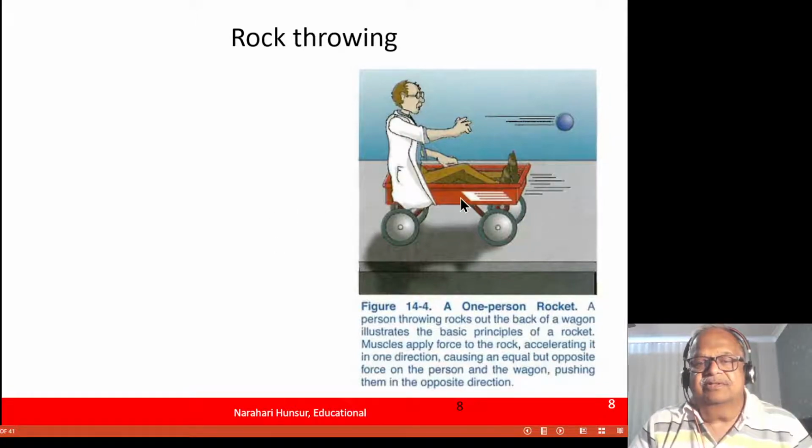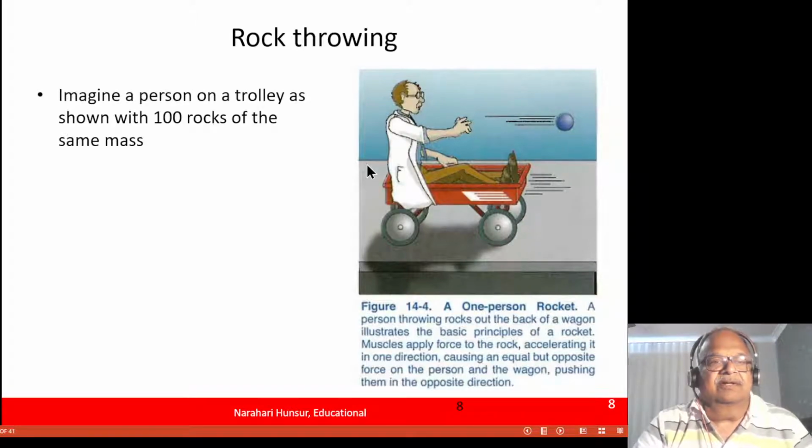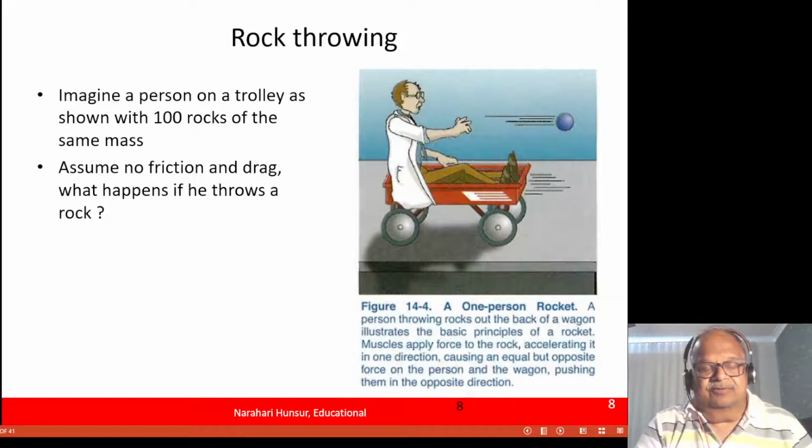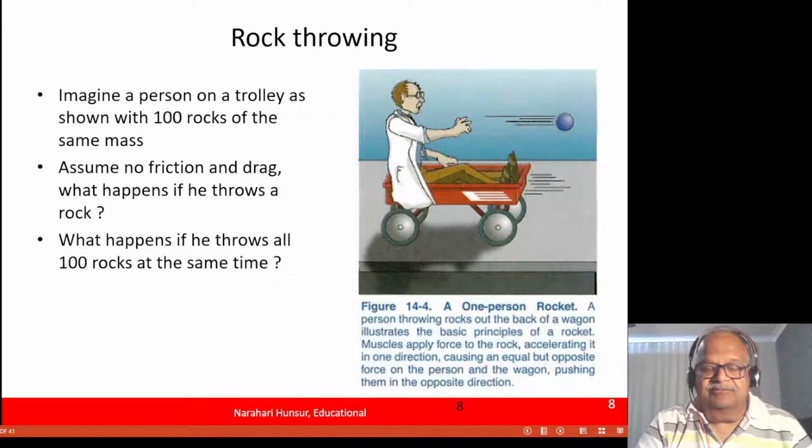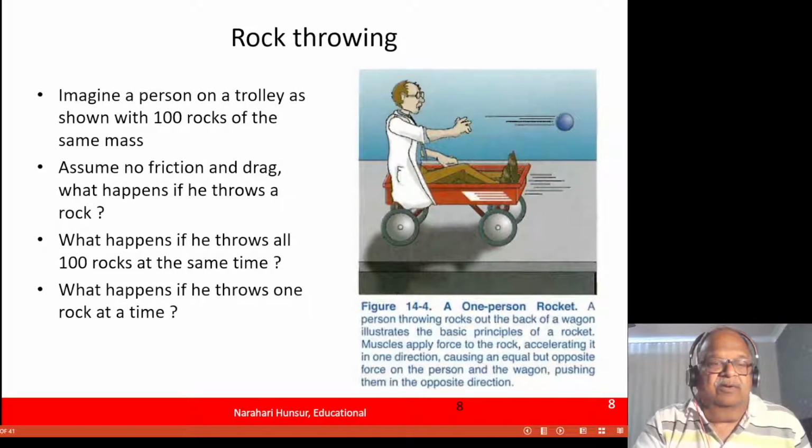So it shows a person sitting on a sled like this, and assume there are no friction losses with the tire on the ground. He throws a rock. Imagine the trolley has about 100 rocks of the same mass, each one of them, and he has two options. Of course, assume that there is no friction and drag. What happens if he throws all the 100 rocks at the same time? He can pick up all the 100 rocks and throw them out at the same velocity, whatever he can, or he can throw one at a time. Which do you think will be better? That's an interesting point, which we'll try and resolve shortly.